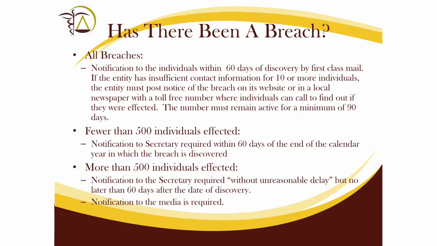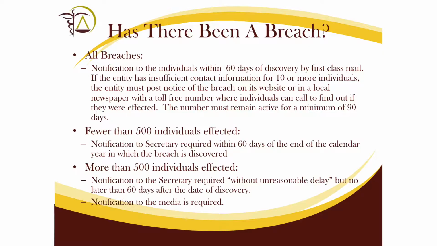For all breaches, there is notification to the individuals within 60 days of discovery. You can send them a letter. If you don't have sufficient contact information for 10 or more people that might have been affected, then you can achieve this standard by posting a notice on your website, in the local newspaper, something like that, and then setting up a toll-free number where individuals can call and find out if they were affected. And that number has to remain active for 90 days.